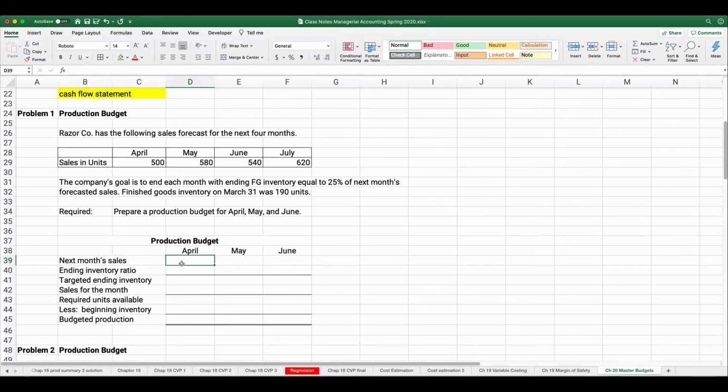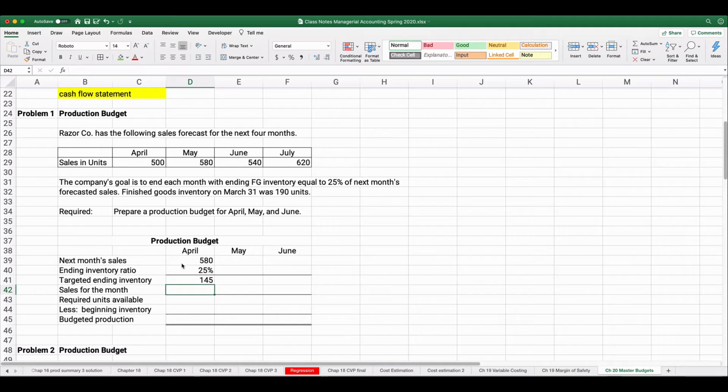So our next month's sales. Here we're looking at next month, so that is May sales, and we want 25% to be on hand at the end of April, right? So we kind of work backwards. What do we want at the end? We want 580 units times 25%. So at the end of April, we want 145 in ending inventory.